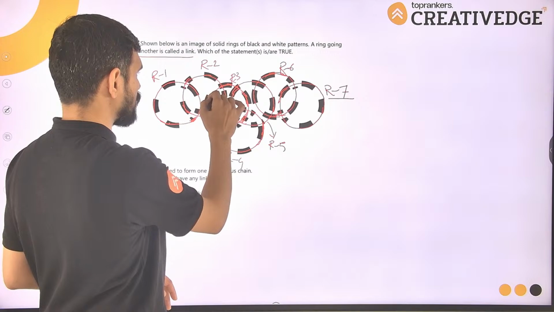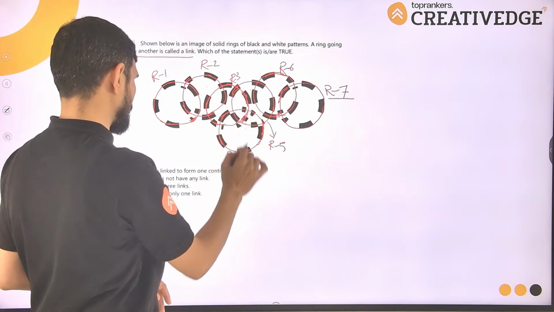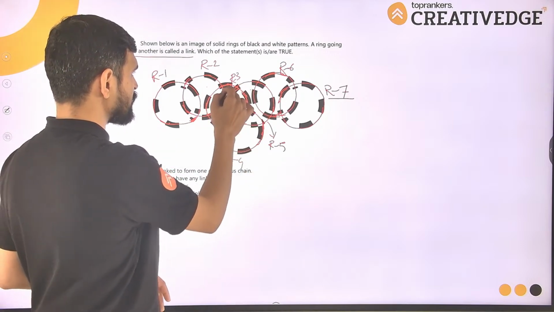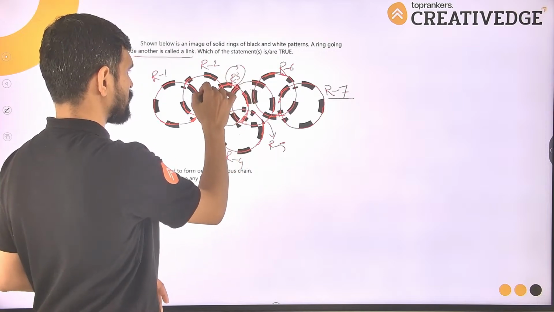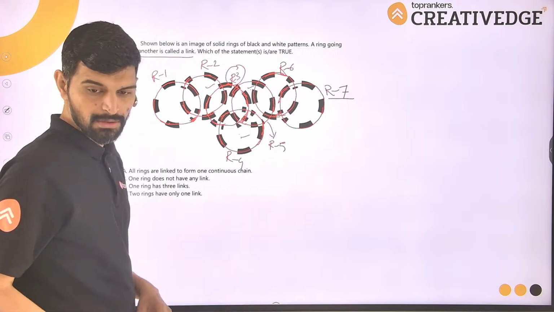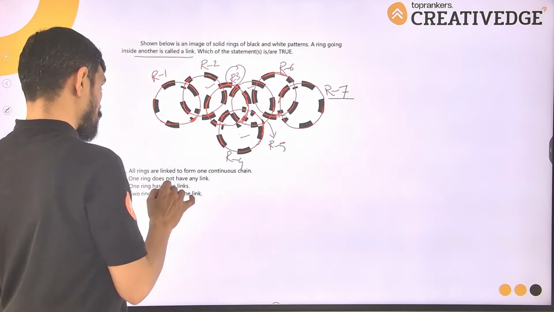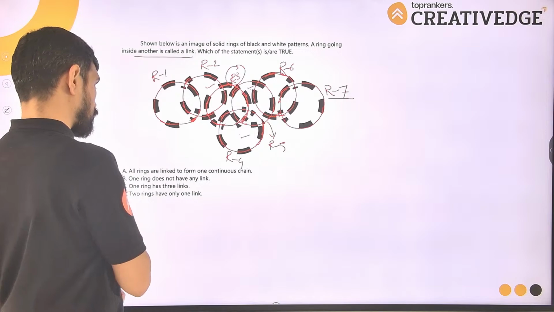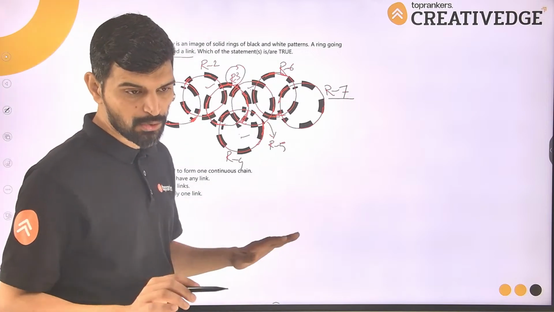R3 के लिए भी देखो आप, 1 लिंक, 2 लिंक, 3 लिंक. R3 के लिए भी, for R3 as well, R2, R5 and R4 are the links. Hence, only one ring has 3 links, fail हो जाता है.